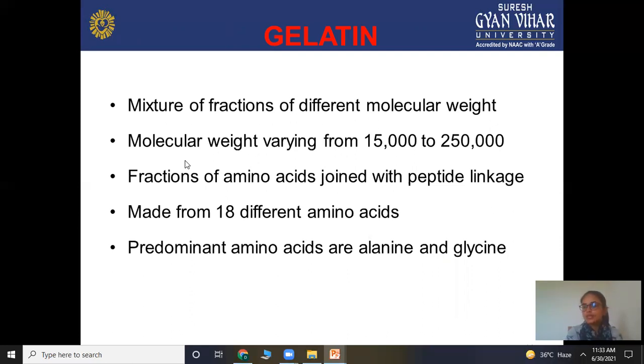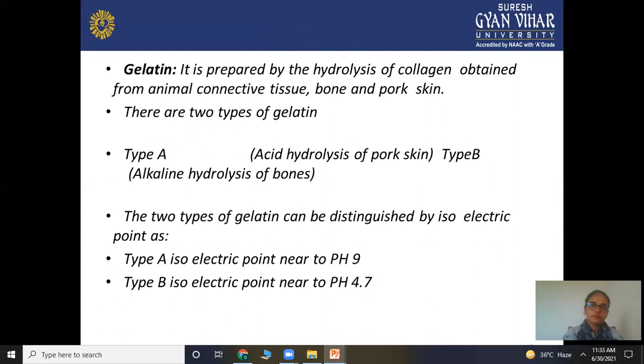Means you can say that this gelatin is available in various molecular weights, and the weight range is this, and it contains amino acid linkage. And there are 18 different amino acids available, and the more prominent, largely used amino acids are alanine and glycine in the gelatin. So this is regarding the gelatin.